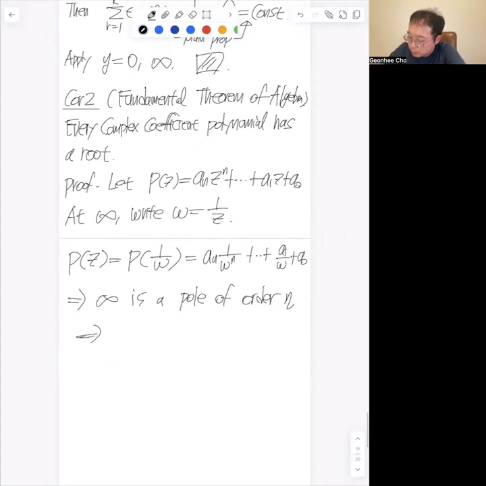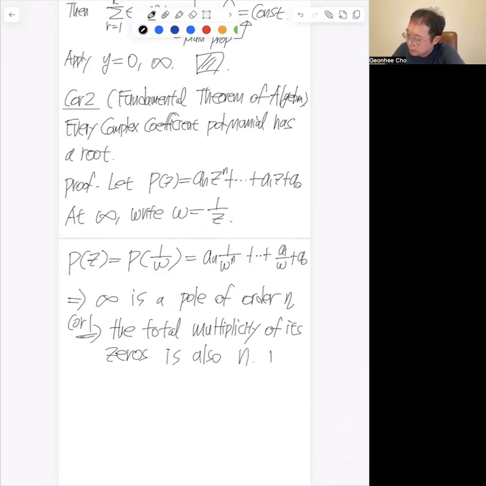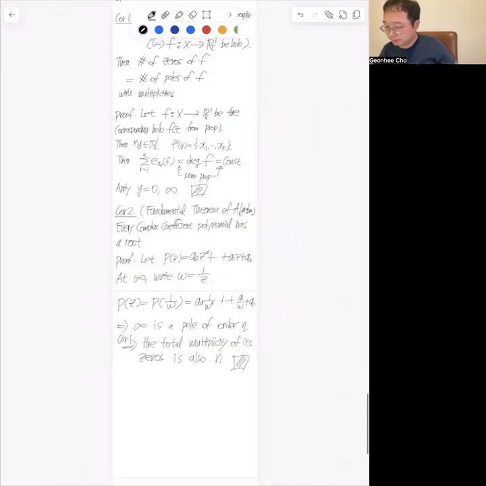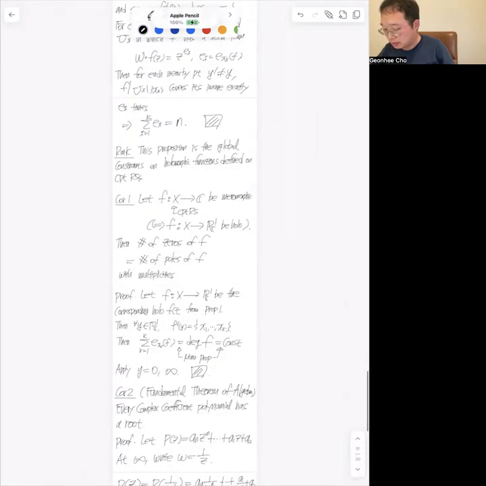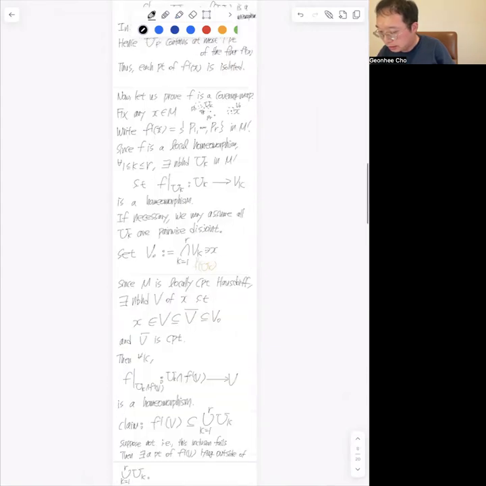Then by the previous proposition, corollary 1, you can say that the total multiplicity of its zeros is also n. That means there must be a zero. So this is a second possible proof of the fundamental theorem of algebra.